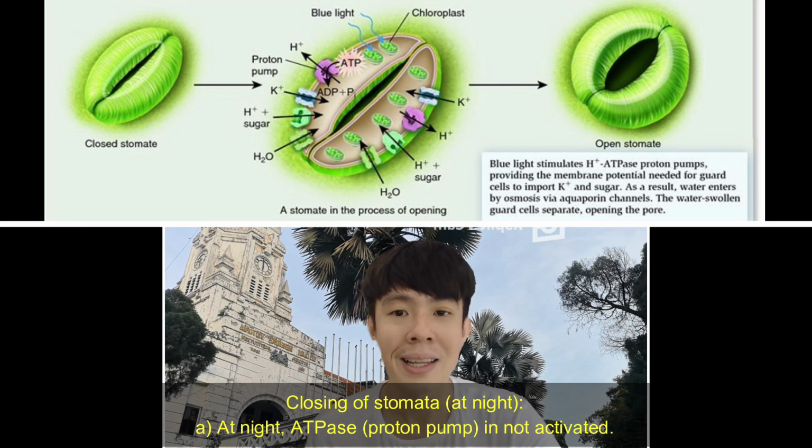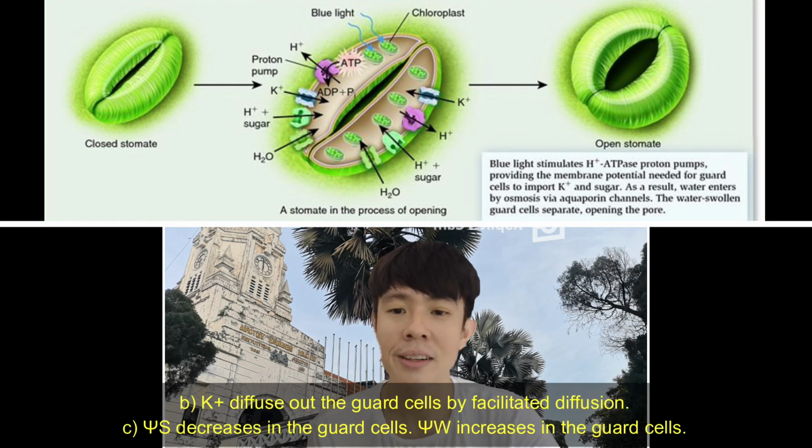Closing of stomata at night. A. At night, ATPase proton pump is not activated. B. Potassium ion diffuses out of the guard cells by facilitated diffusion. C. Solute potential increases in the guard cell.